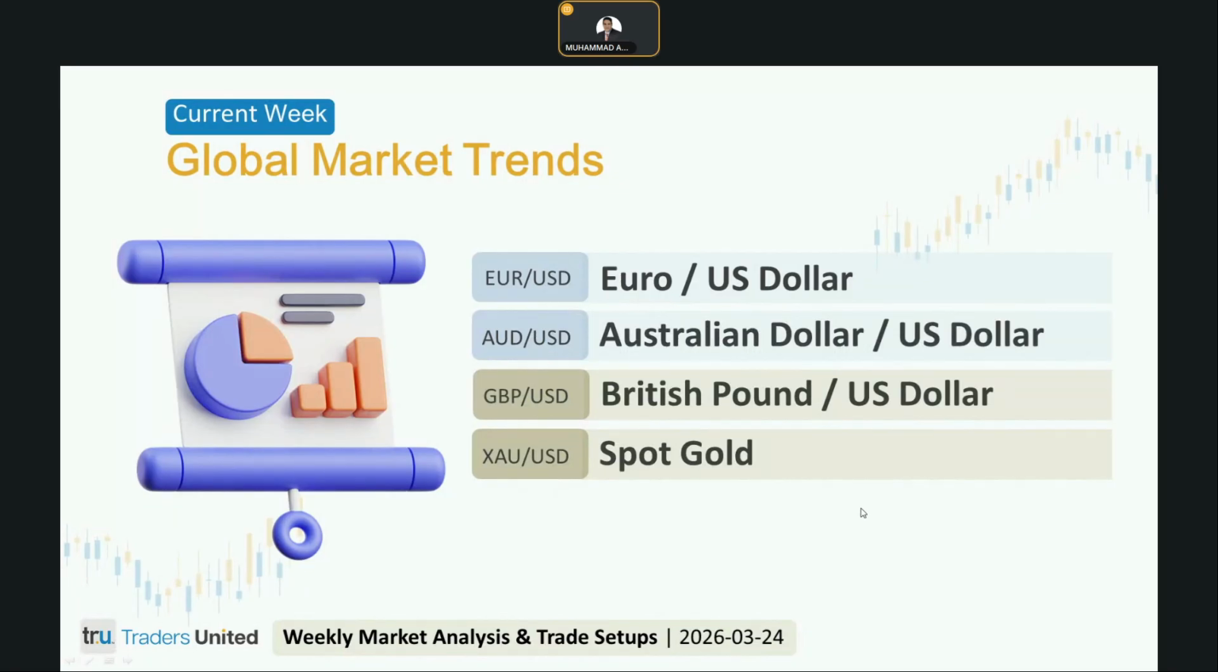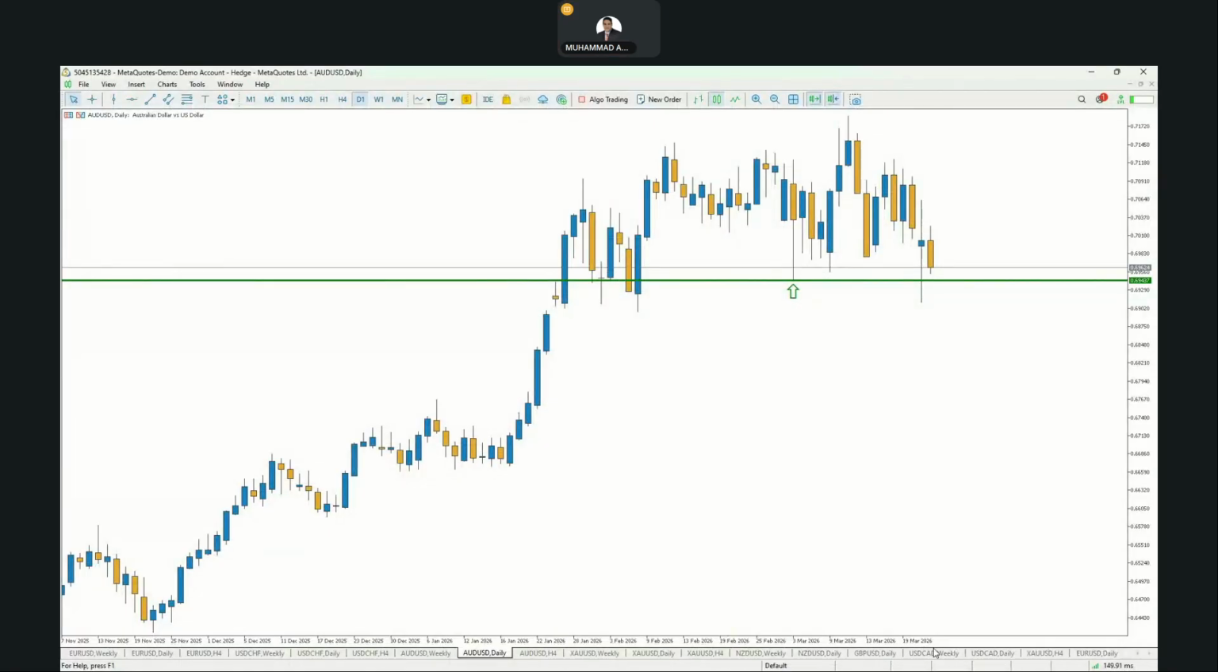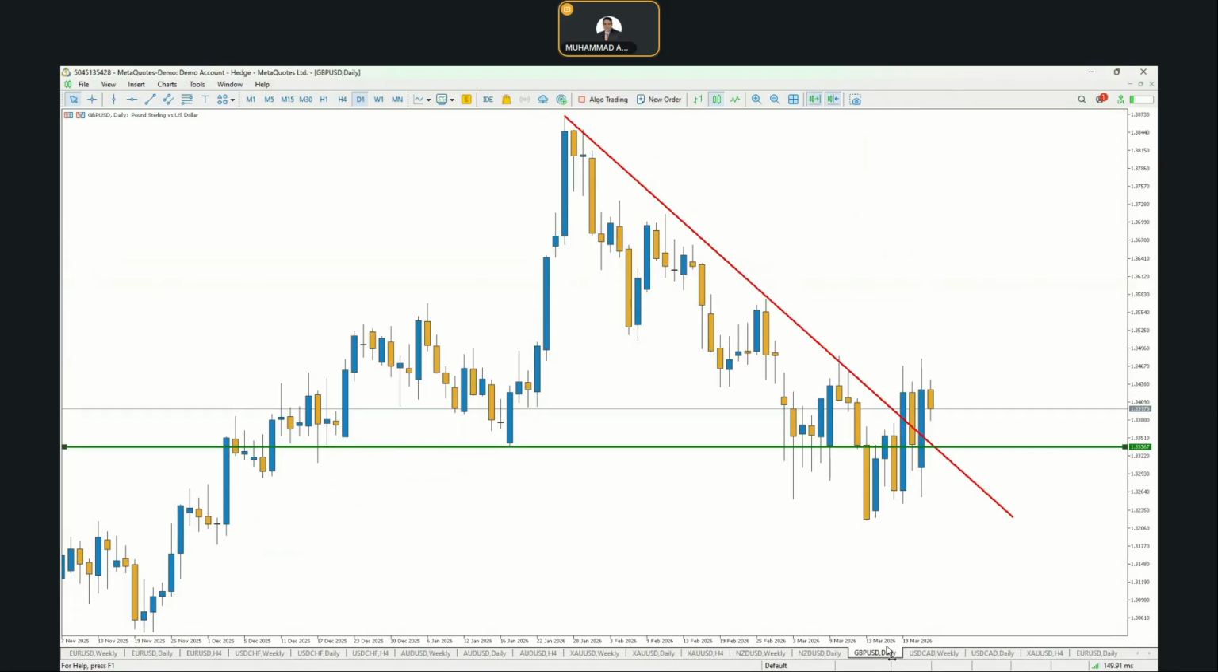Next one is the GBP USD currency pair, British pound versus US dollar. Regarding the GBP USD daily time frame, price action manages to break below this support area, and then it's actually trying to rise back up. So it's kind of a mixed situation over here.